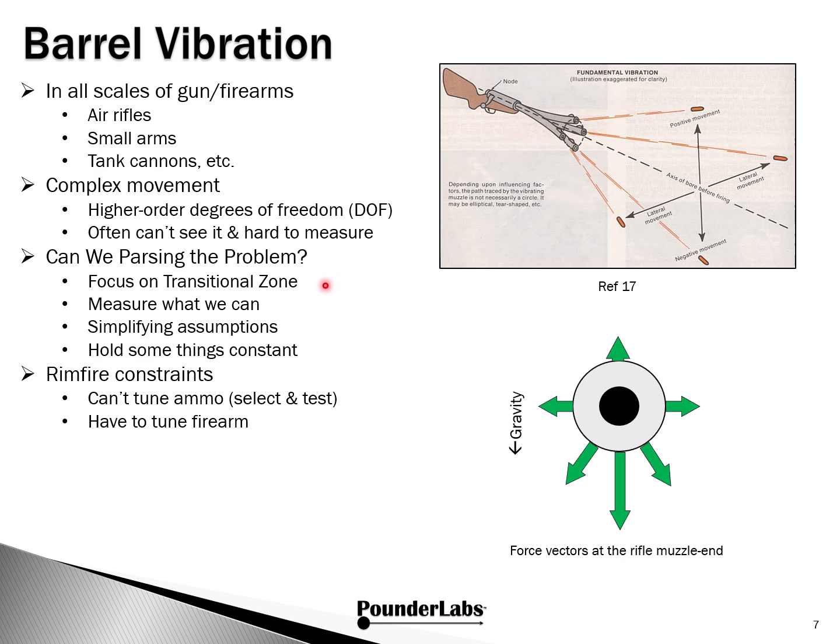As mentioned on the previous slide, we're going to focus on this transitional zone. We're going to measure what we can. We're going to make some simplifying assumptions and then hold some things constant. One of the most important simplifying assumptions is, even though the bullet can fly all the way around here, gravity plays a very important role.